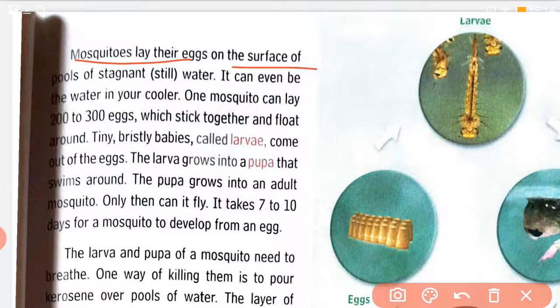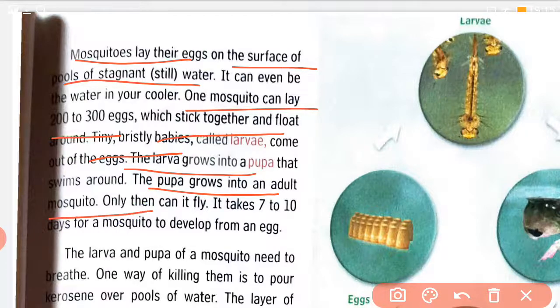Mosquitoes lay their eggs on the surface of pools of stagnant water. It can even be the water in a cooler. One mosquito can lay 200 to 300 eggs which stick together and float around. Tiny bristly babies called larvae come out of the eggs. The larva grows into a pupa that swims around. A pupa grows into an adult mosquito. Only then can it fly. It takes 7 to 10 days for a mosquito to develop from an egg.